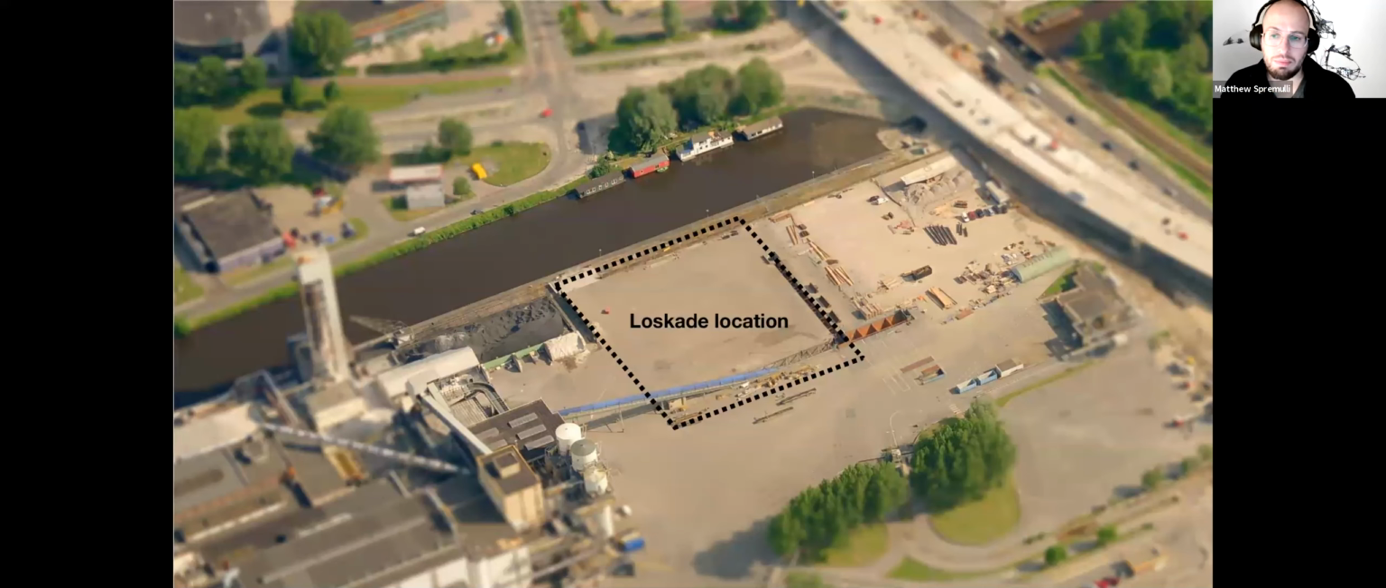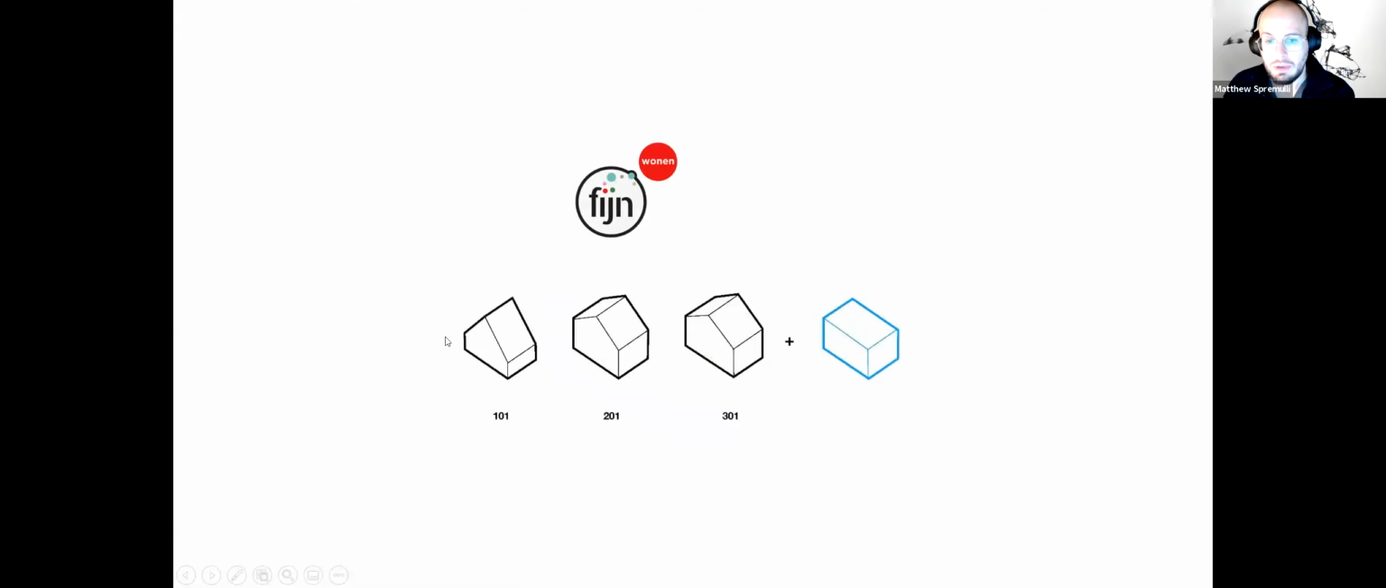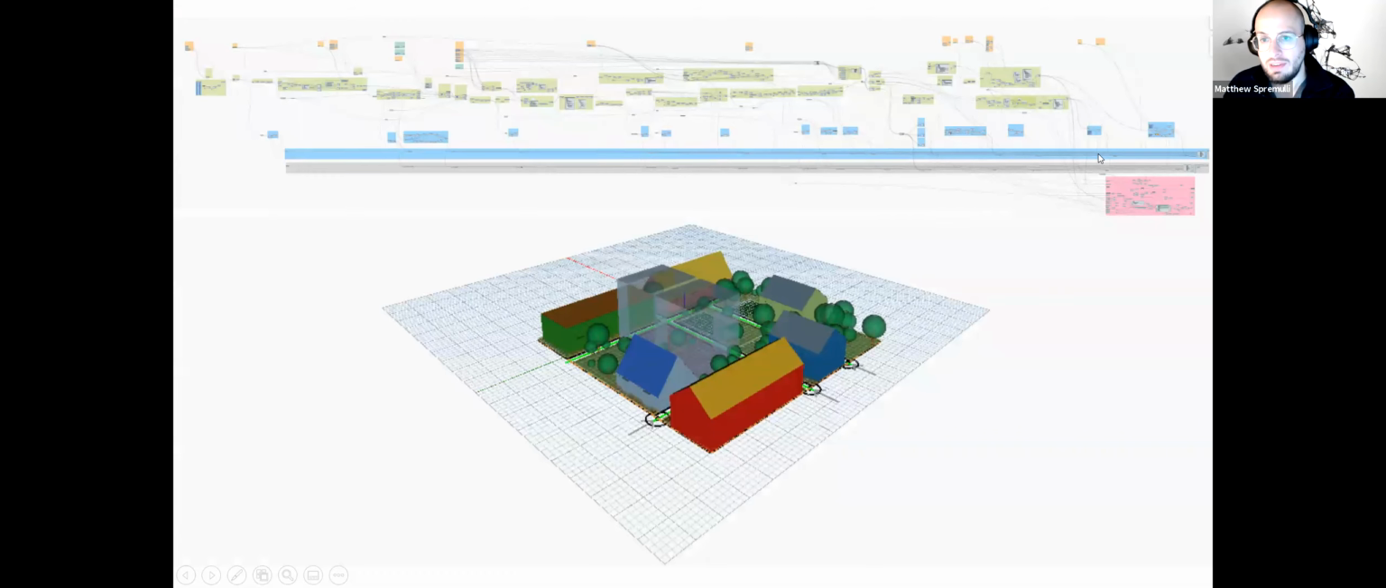So Van Wijnen was so happy with this process that they wanted to turn this into a tool that they could use for any site. So they wanted a generic tool that they could apply to new projects. So here's a new project that they wanted to look at. And they had a simple boundary with access points as a green zone for trees, and their kit of parts, the houses. And this is what the Dynamo graph looks like in order to create this inside of Dynamo. And it works very easy.